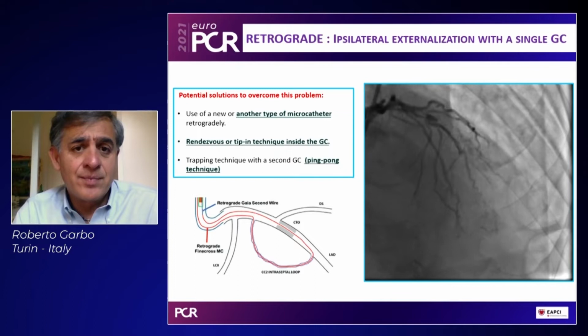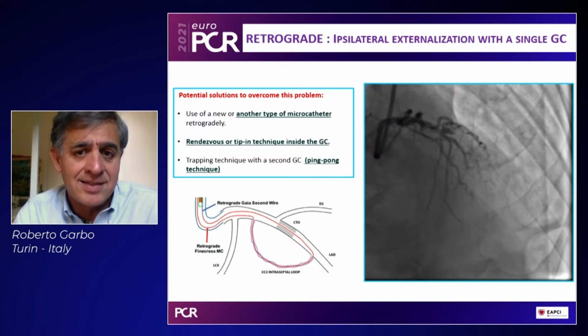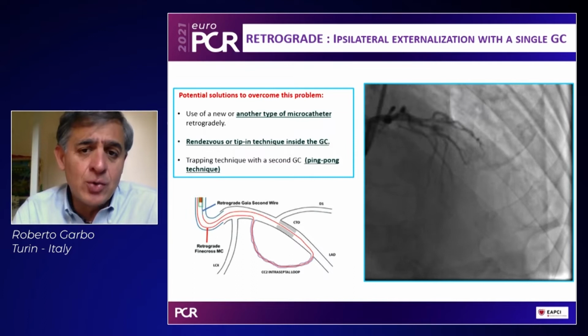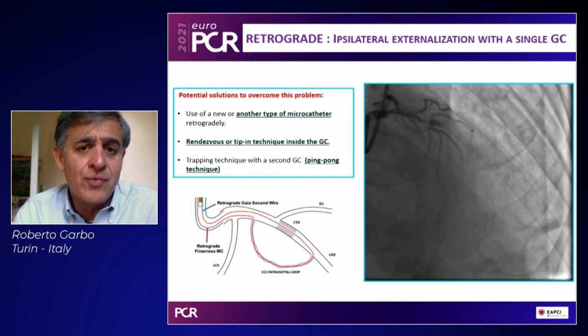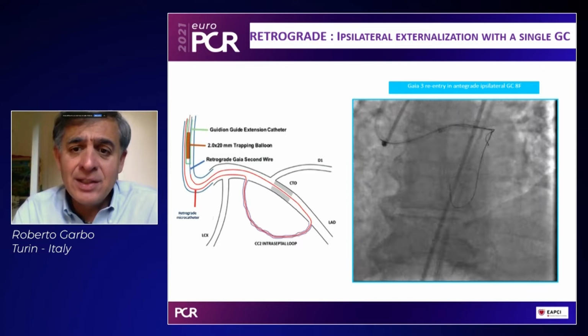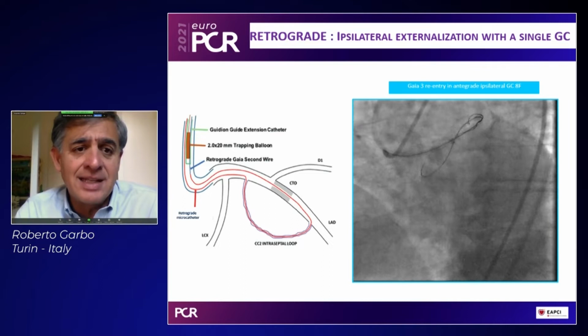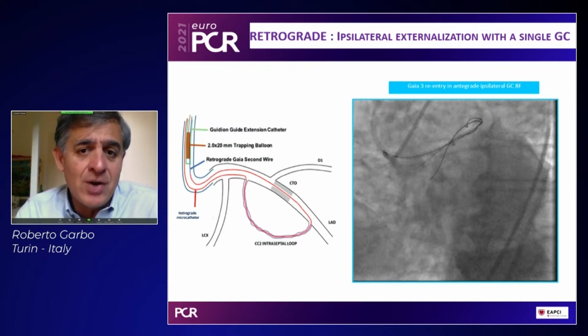The last case, an ipsilateral situation, the most complex when you have a single access ipsilateral retrograde approach, you can use a ping-pong technique, but if you want to use a single guiding catheter, you can put five French alongside your microcatheter. And in this situation, I was able to re-enter in the eight French guiding catheter, but I'm not able to do trapping balloon, because if I trap, I trap also my retrograde microcatheter.